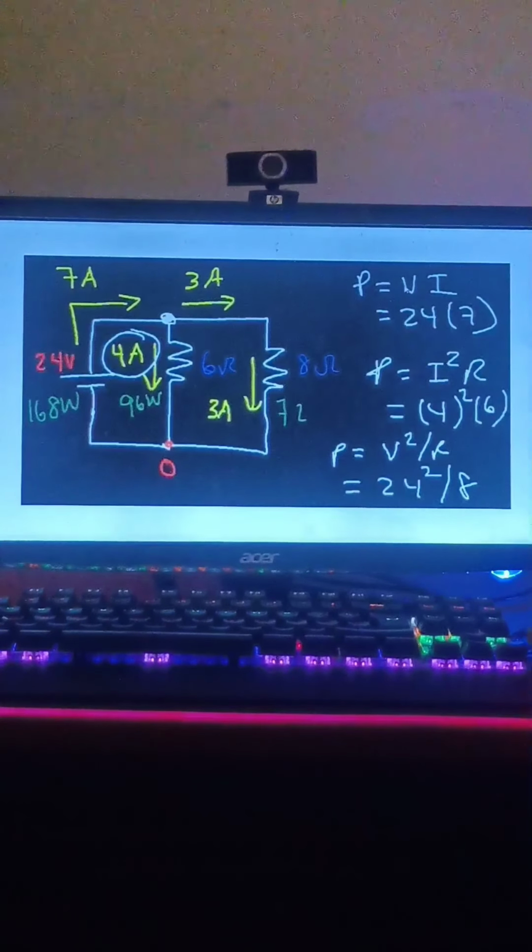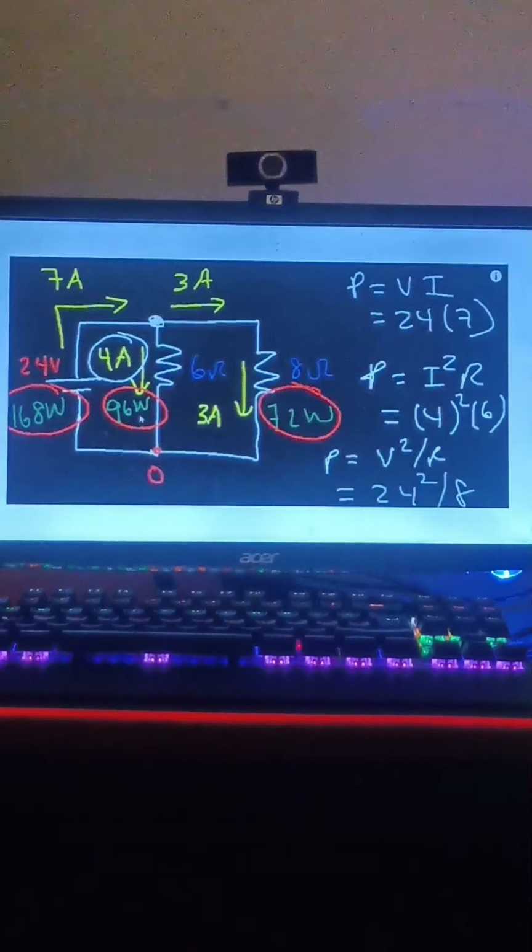So by using Kirchhoff's law, 96 plus 72 is still the same as our supply power, so 168 watts. From here, the power flows. 168 minus 96 leaves 72, then minus 72 is 0. It returns to our supply. So our Kirchhoff's law is correct.